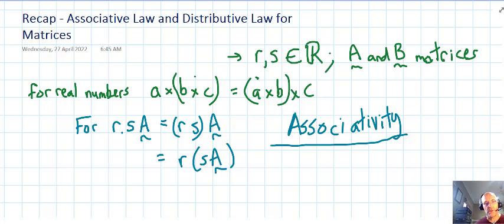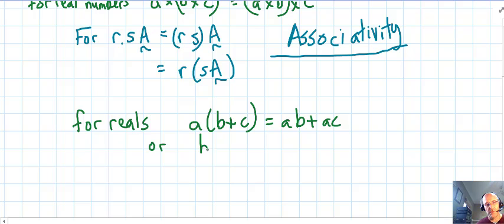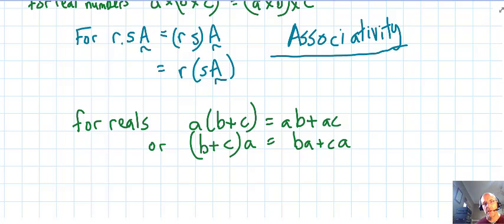How about the other one, the distributive rule? We know for regular old real numbers, A outside of B plus C equals AB plus AC. They call that the distributive rule. You would have seen that. Or we could write it, maybe a little more unusually, like this as well. With real numbers, these results are the same, even in algebra in junior high school. We know they're the same.